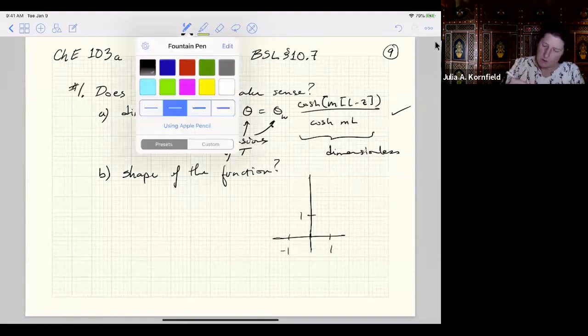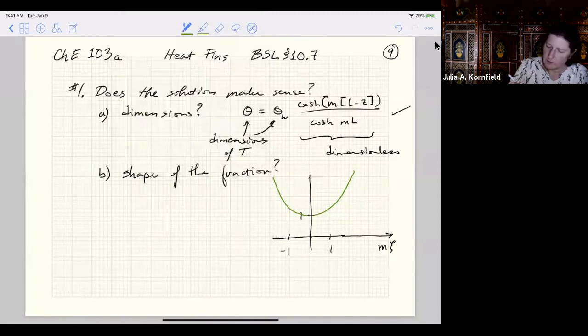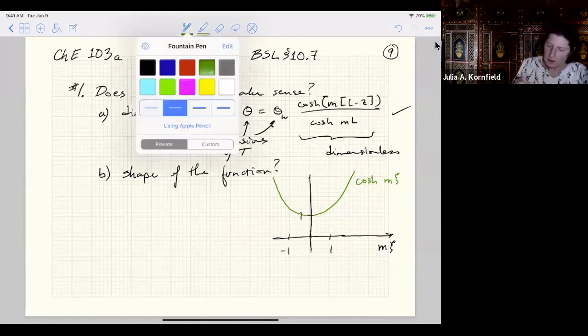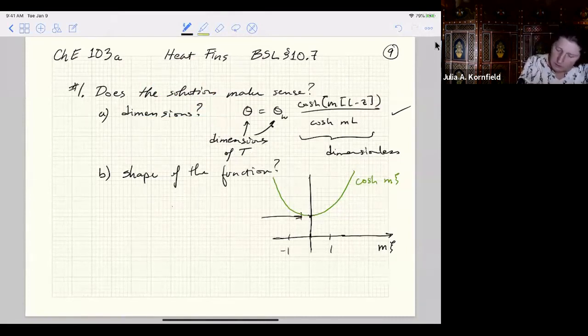And so we have this nice function, shaped like a bowl. Okay. And our solution, let's see, if we look at it in terms of mC, so let's suppose this is mC, which is the argument of cosh in our solution, and we have cosh of mC up here. So in terms of mC, there's no gradient at the tip of the fin.